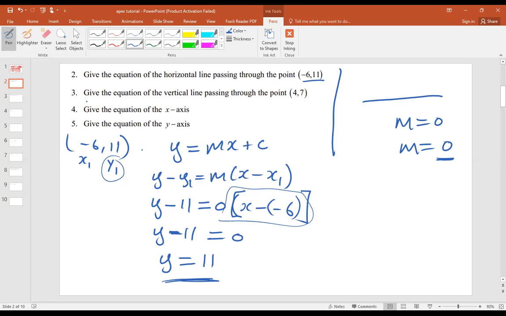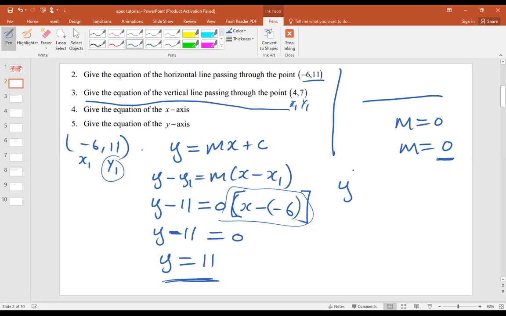Same applies to this one. You do the same thing. You just have x1 there and y1. Then you just plug them into this same equation. So when you put your x1 and your y1 there, you're going to have something like this.